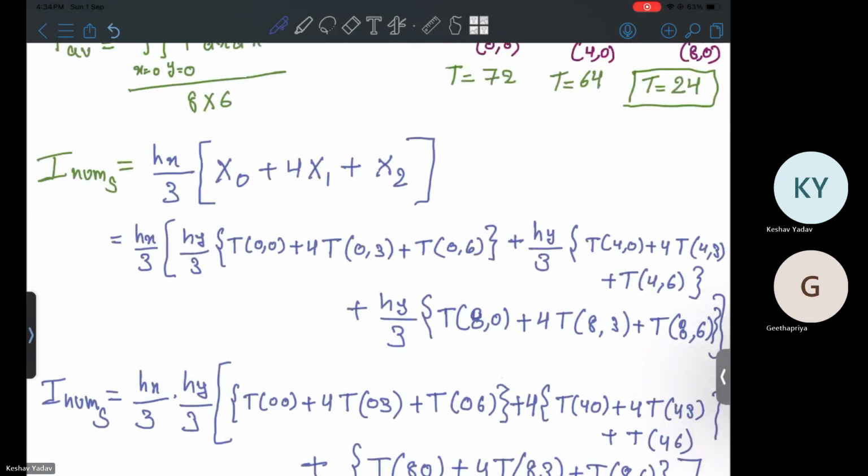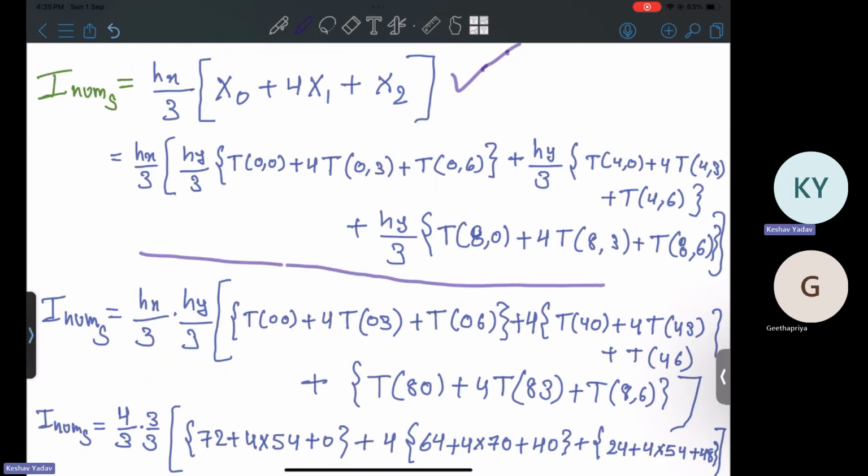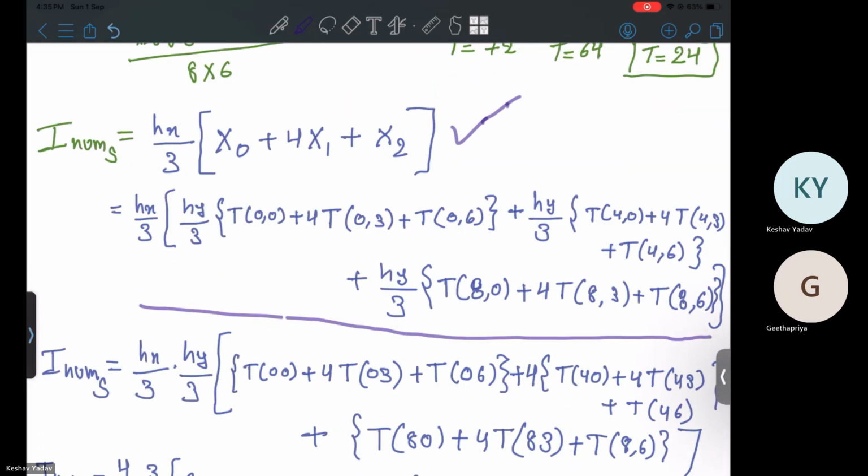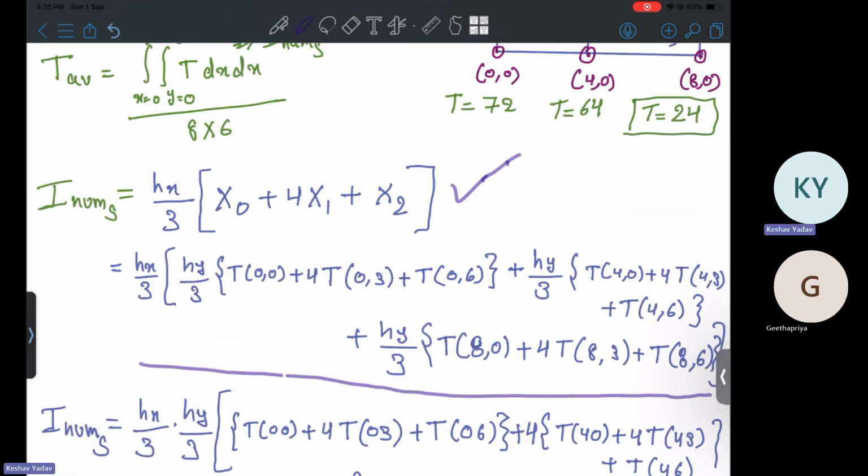Now this expression that we have found, you try to write for the trapezoidal method. Using the trapezoidal method, you try to write. So here I will write roughly. Suppose I am writing for trapezoidal, so this will be hx by 2, capital X0 plus 2 times capital X1 plus X2.